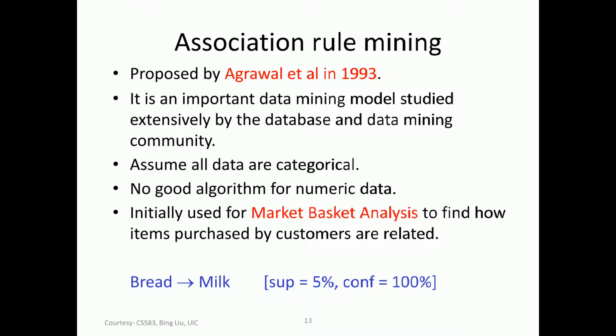Association rule mining was proposed by Agrawal and his team in 1993. It is an important data mining model studied extensively by the database and data mining community. It assumes that all data are of categorical data type and there is no good algorithm available for the numeric data type. Initially, it is used for market basket analysis to find how items purchased by customers are related.